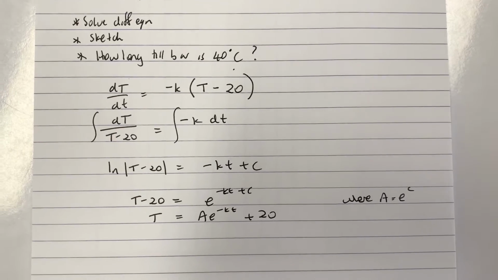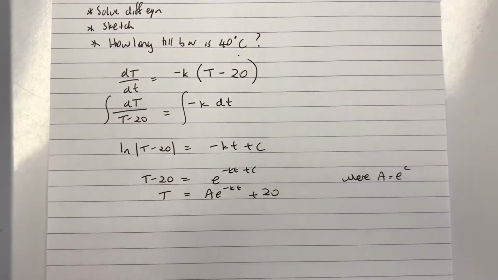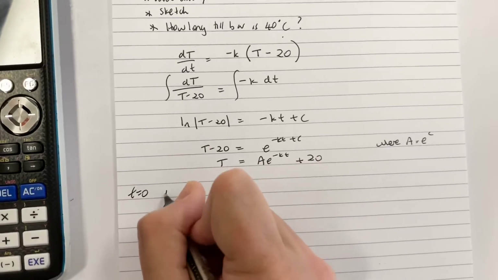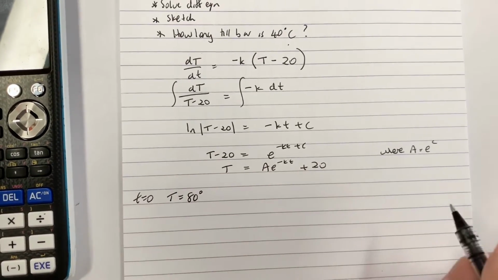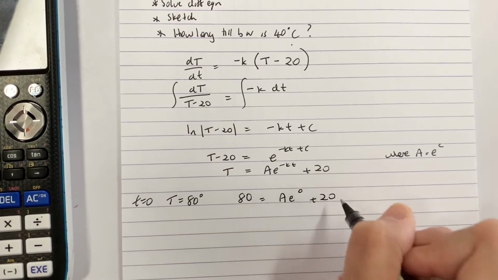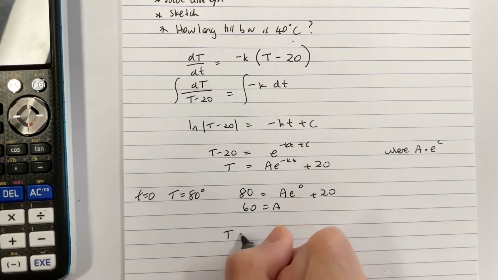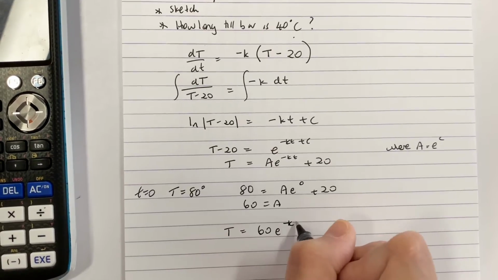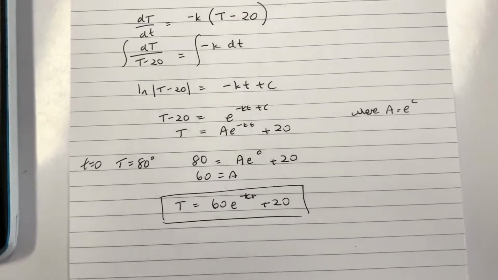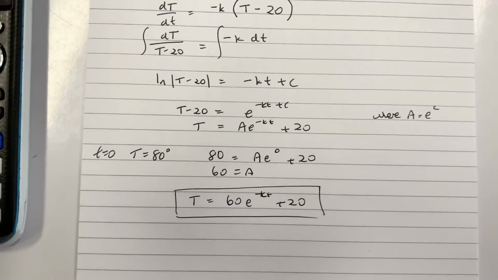Now obviously we get it to that form, we still have two constants we don't know. And this is where we can use our information given in our question. We know when t is 0, initial temp 80 degrees. So I'm going to have 80 equals A e to the 0 plus 20. So 60 is A. T equals 60e to the negative kt plus 20. So I found one of my constants. That's always the easiest one for us to find.